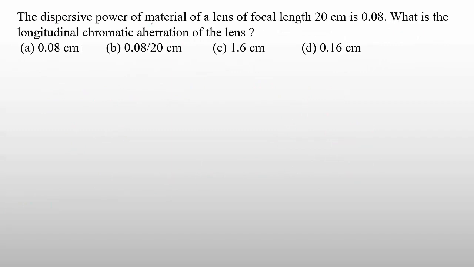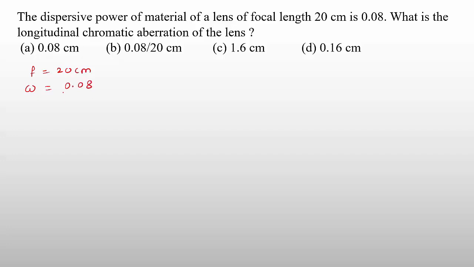The dispersive power of material of a lens of focal length 20 cm is 0.08. What is the longitudinal chromatic aberration of the lens? See here, the focal length of the given lens is given, let us take it as 20 cm, and its dispersive power is given, which is denoted by omega, that is 0.08. Now we have to calculate longitudinal chromatic aberration.